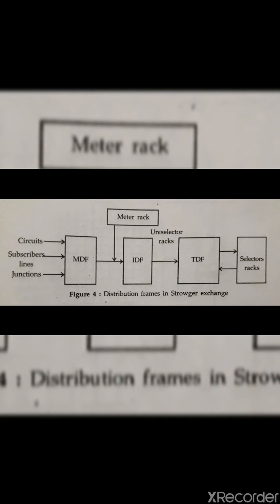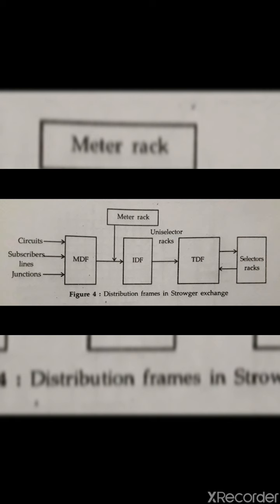For a digital switching system, the digital circuits are terminated on a digital distribution frame, that is DDF. In SPC system, EN to DN and DN to EN translation may be performed by a central processor. I hope this block diagram of distribution frame in Strowger exchange is clear to all.